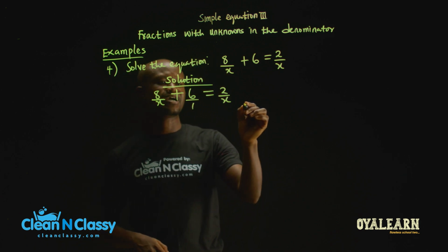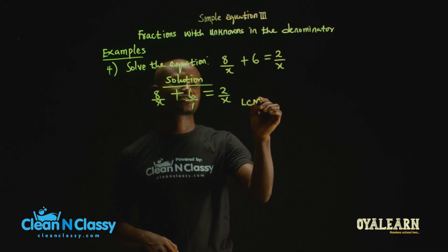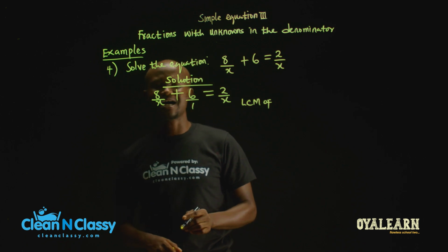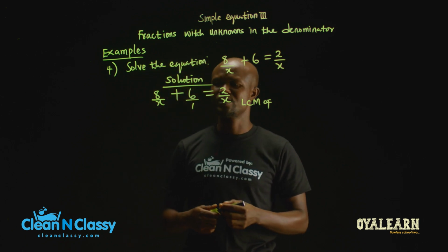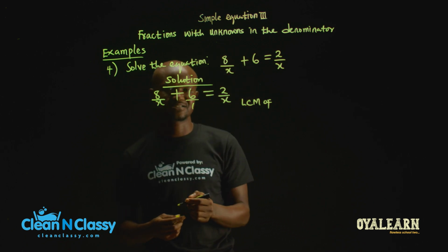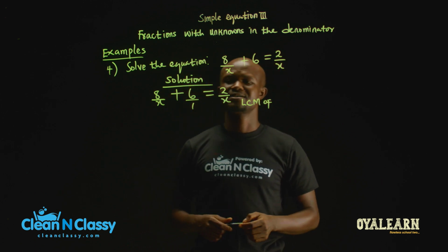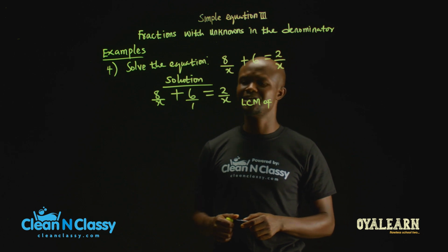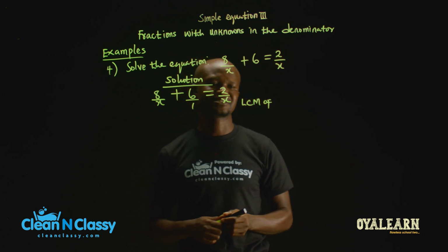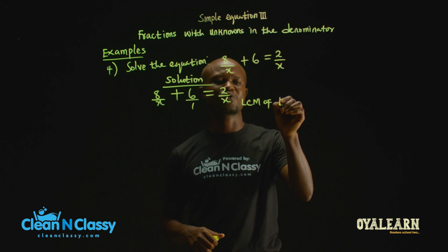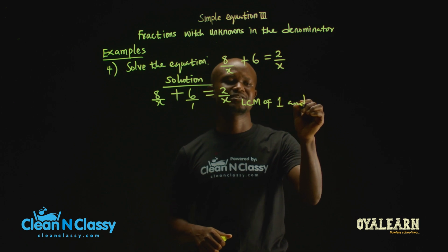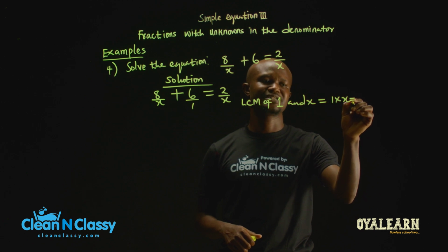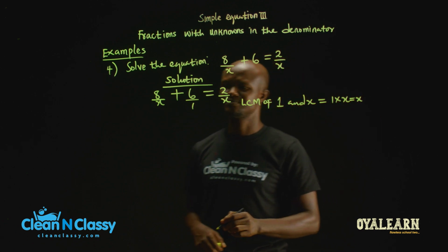So the LCM of denominators. And what are the denominators? We have x, 1, and x. So it means the terms involved in the denominators are mainly 1 and x. So the LCM of 1 and x will give us 1 times x, that is equal to x.